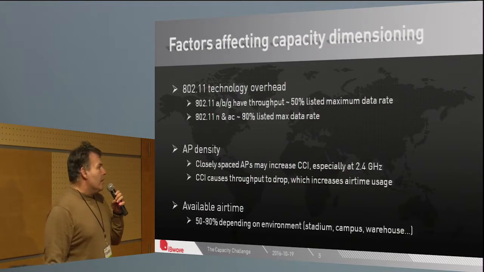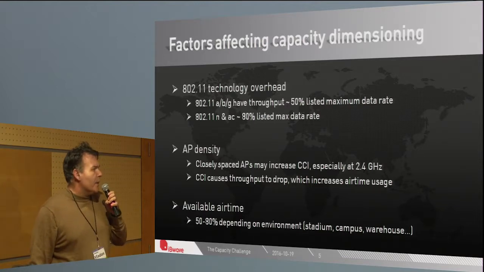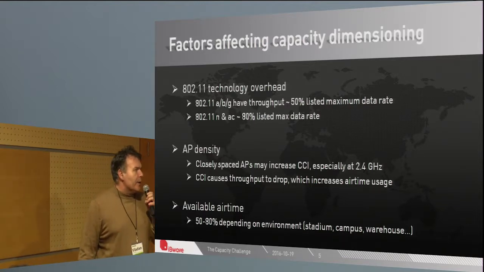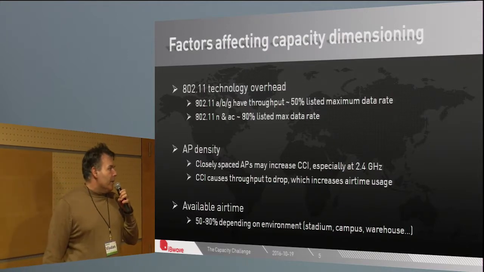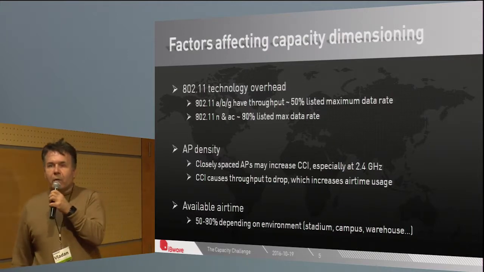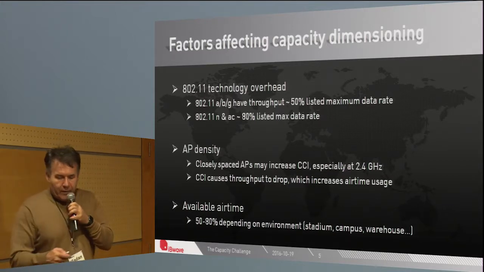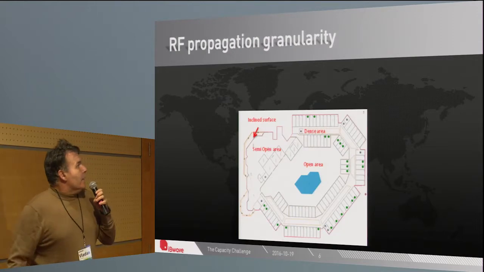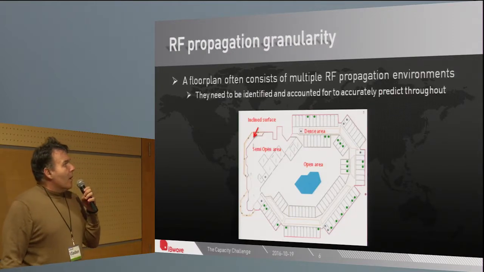And then finally, available airtime. It is 50 to 80%, depending on the environment, whether you're in a stadium, in a campus, or in a warehouse. If you have one isolated AP, then your available airtime may go up to 100%, but that's almost never what you have out there. And then we're going to start talking about RF propagation granularity.